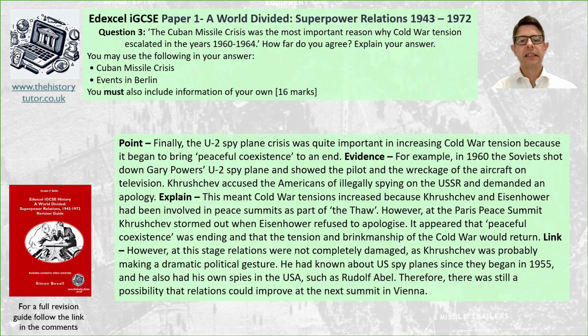So that's our events, nice and clear. So now we need our impacts. So this meant Cold War tension increased because Khrushchev and Eisenhower had been involved in peace summits as part of the thaw. However, at the Paris Peace Summit, Khrushchev stormed out when Eisenhower refused to apologise.